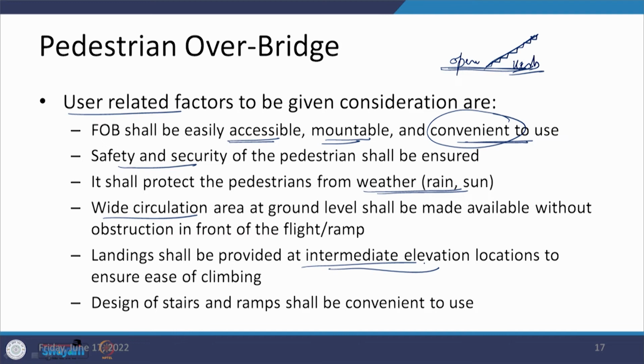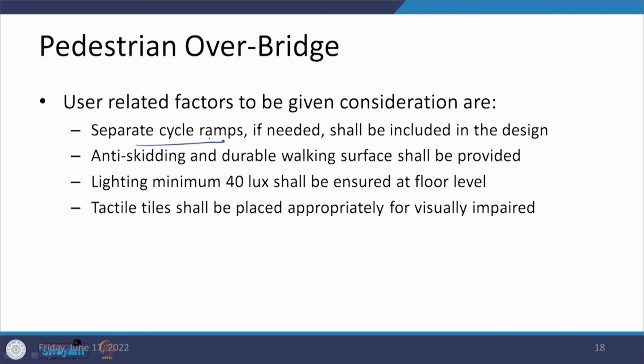This is again the same way as we have talked previously for subways. Design of stairs and ramps shall be convenient to use. Again, when we say convenient to use, we have to look at all these things: risers, treads, landings, or the railings to be provided on the sides. Simple cycle ramps, if needed, shall be included in the design.